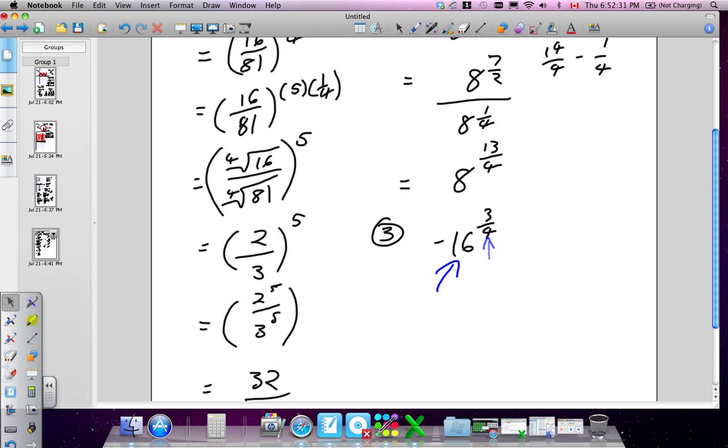So what your first step is going to be here, apply the power of 3 first. So we'll do negative 16 to the power of 3. Then it becomes positive, and then we find the fourth root of it. So what's negative 16 to the power of 3? Actually, it's still going to be a 4,096. Okay, but is it positive or negative?